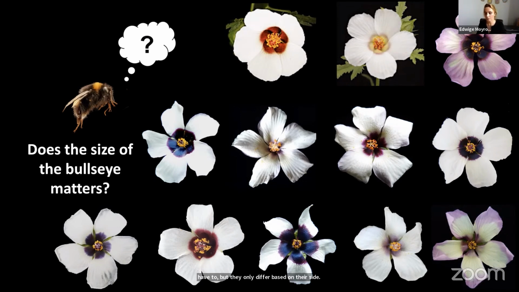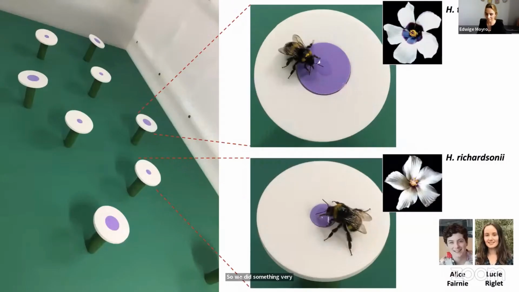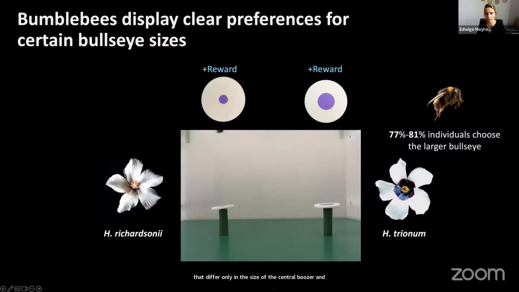To avoid bringing in confounding factors, we just started with 3D printed discs that differ only in the size of their central bullseye. And they could tell the difference between them very, very easily. They even showed some clear preferences for the disc with a bigger bullseye when both discs were equally rewarding. And this preference was even stronger when we repeated this experiment with real flowers.